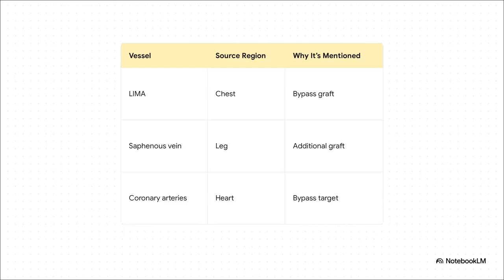Well, the answer is that CPT codes are distinctly separated based on the source of the vessel. Did the surgeon use an arterial graft, like the left internal mammary artery harvested from the chest, or did they use a venous graft, like the saphenous vein from the leg? Mixing these two up is a guaranteed way to lose points, making your understanding of vessel anatomy absolutely critical.